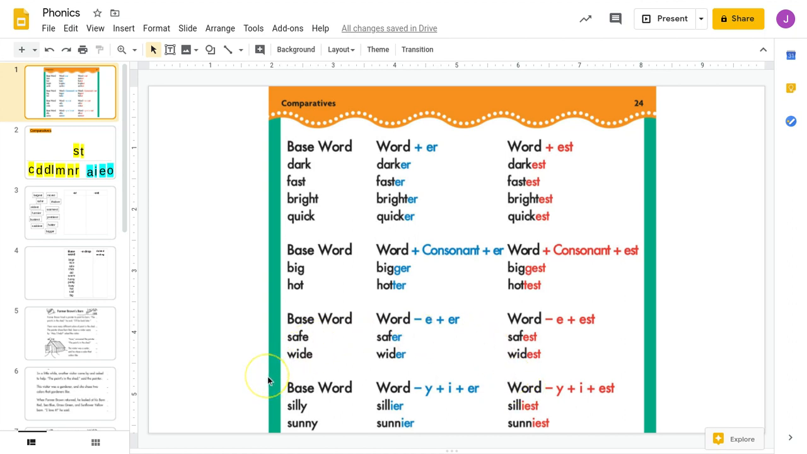And there's one more comparative rule here, and that's if your base word ends with a Y, you have to drop the Y and add the I. So silly to sillier, notice they got rid of the Y and then added I-E-R. And then silliest, once again, looking at that base word, they got rid of the Y and then added the I and then added the EST ending to make silliest. Sunny, sunnier, sunniest. Okay, so those are rules that we're going to need to keep in mind for our assignment and while we're doing the rest of this lesson.